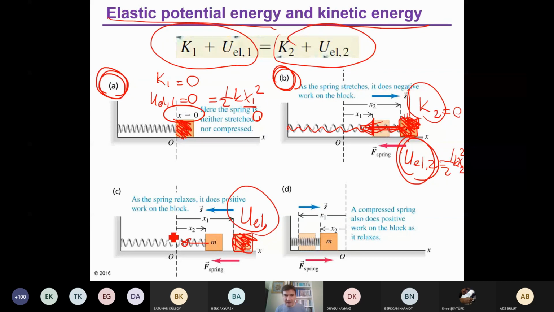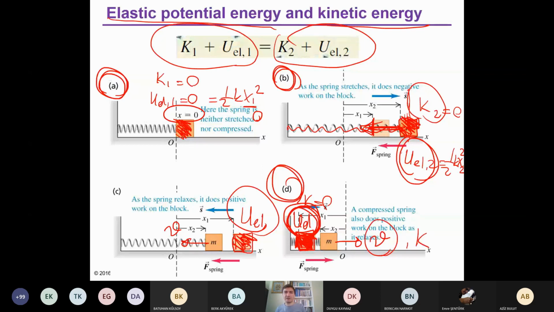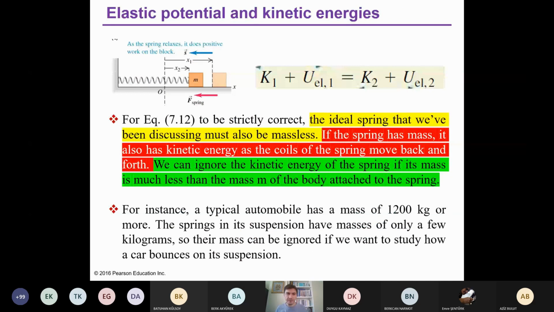And again here in D, you compressed the spring. This is the initial position of the box, and you store elastic potential energy. Kinetic energy is 0 here when it is compressed. Whenever you release this box, this stored elastic potential energy will be converted to kinetic energy, and this box will have a certain velocity due to the kinetic energy. So this relation is very important in questions or problems related to elastic potential energy and kinetic energy. Any question here?